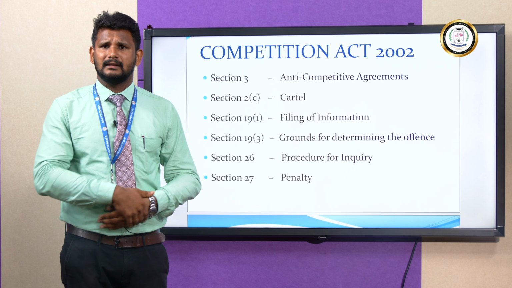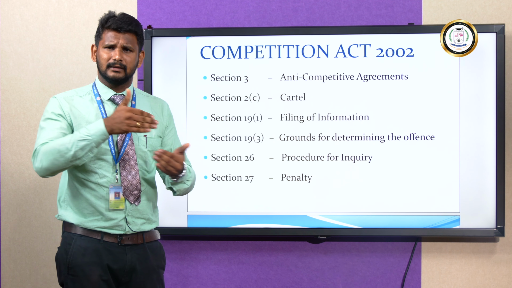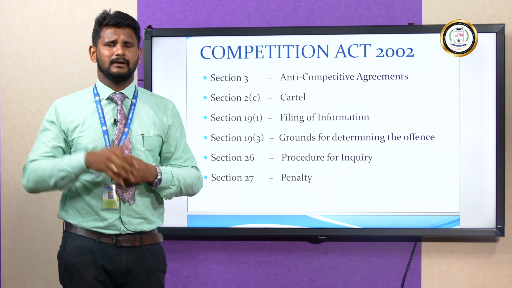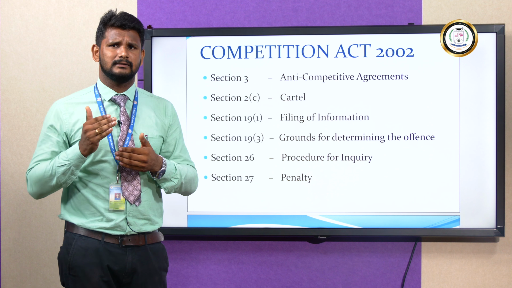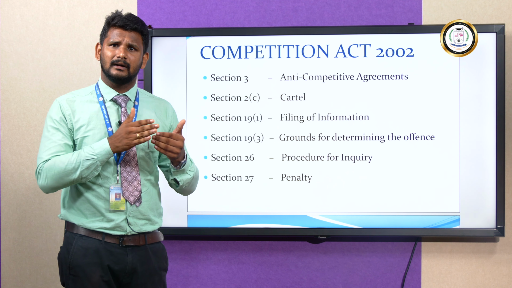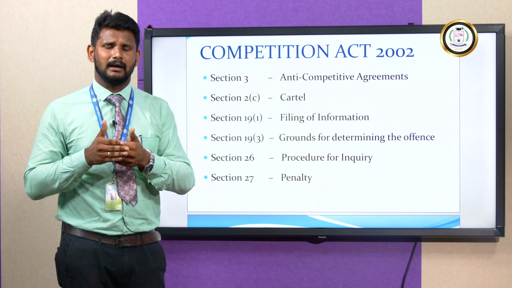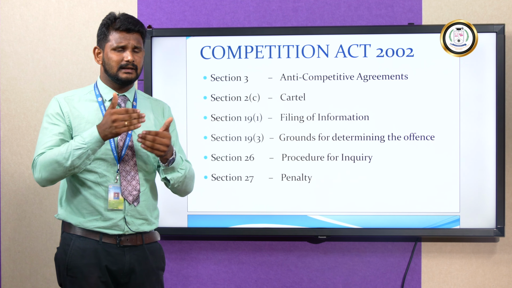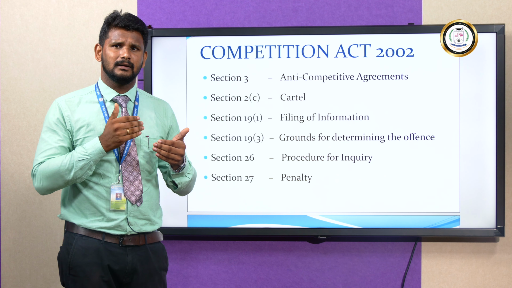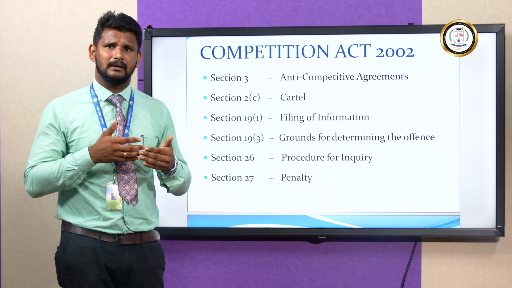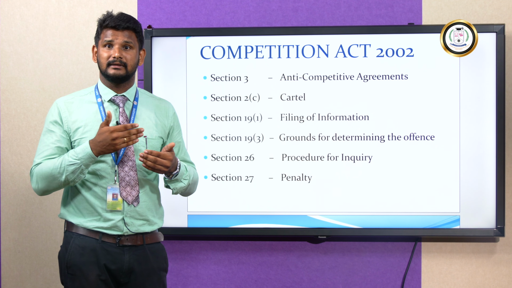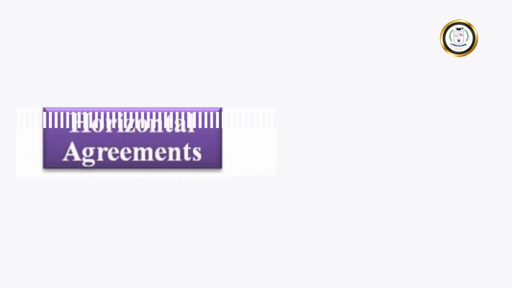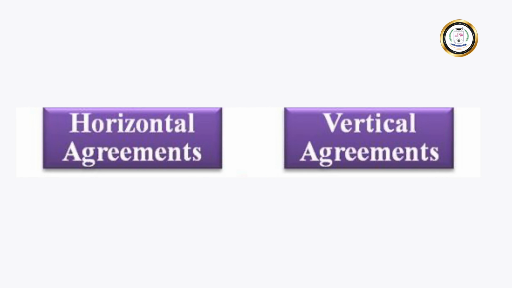Second, in section 3, we have a few other subsections such as subsection 2, subsection 3, 4 and 5. Subsection 2 declares that any agreement which causes an appreciable adverse effect in a market is declared to be void. And subsections 3 and 4 speak about the different kinds of agreements, whereby anti-competitive agreements can be classified into 2 classifications. One is horizontal agreement and the other is vertical agreement.